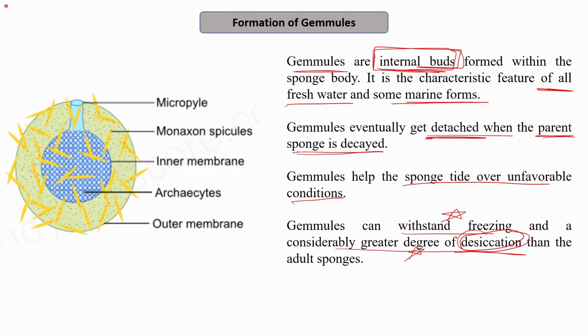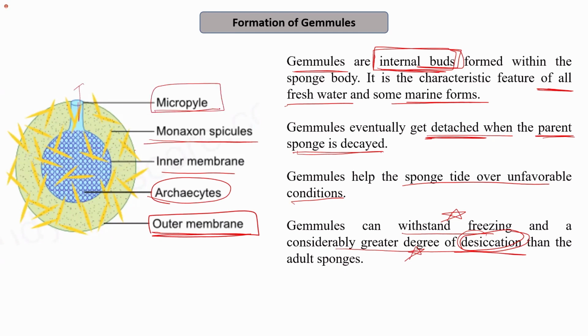So what is the structure of gemmules? Gemmules contain an outer membrane, right? They have archaeocyte cells present. They have an inner membrane. This is the outer membrane. This is the inner membrane. They have archaeocytes, and they have monaxon spicules. And the opening or the cavity is known as the micropyle. So instead of an osculum, they have a micropyle, right?